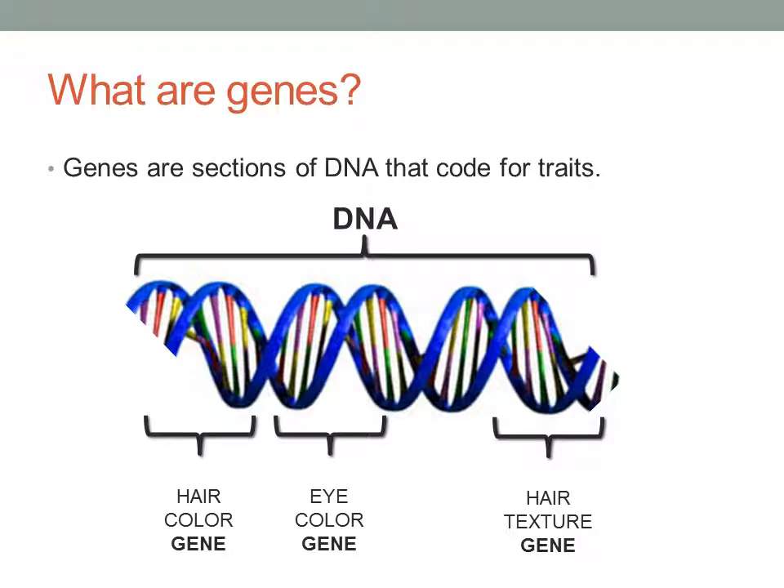What are genes? Genes are sections of DNA that code for traits. So you see that this long strand of DNA is made up of 3 particular genes. Each section codes for certain things. So we have hair color on the left, eye color in the middle, and hair texture on the right.